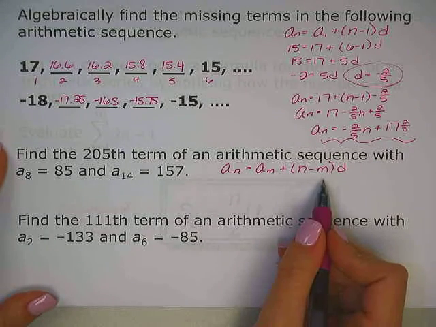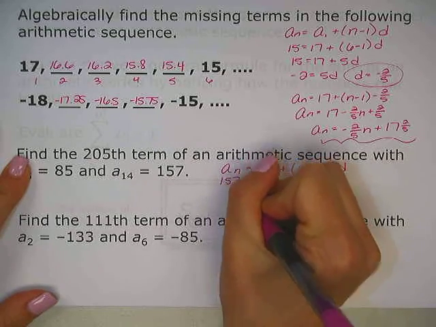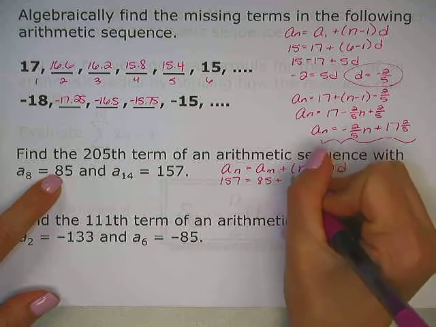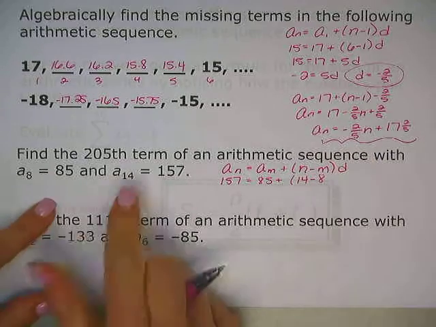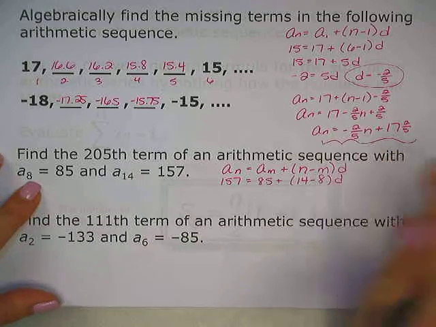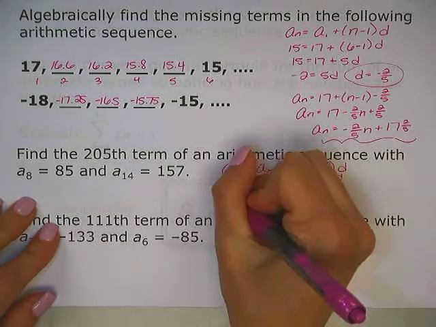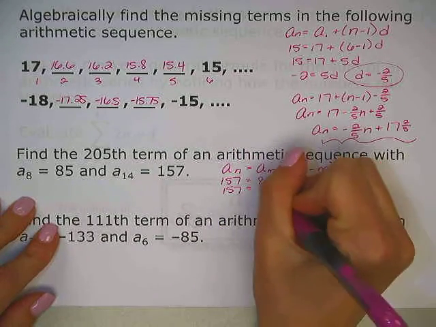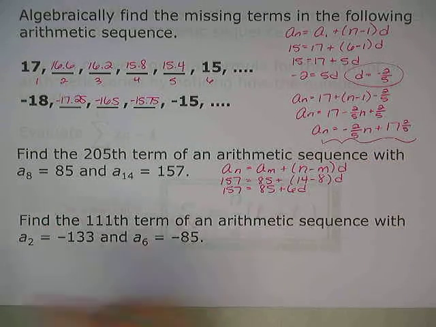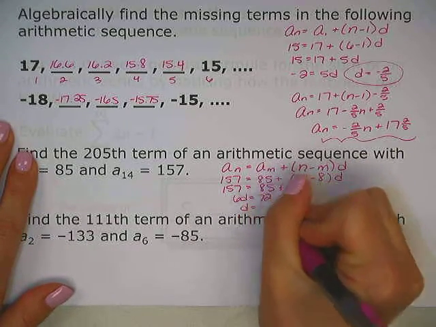So let's go ahead and find the common difference. A sub n in this case is 157. A sub m would be 85 plus, and then I've got 14 minus 8. Those are my term numbers, 14 and 8, times the common difference, D. Don't know the common difference yet, though. That's what I'm trying to solve for right here. So let's go ahead and solve this out. I have 157 equals 85 plus 6D. So 157 minus 85 is 72. Therefore, 6D equals 72, and D, the common difference, is therefore 12.